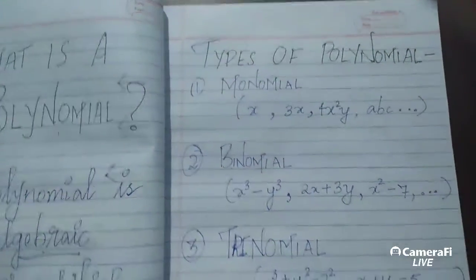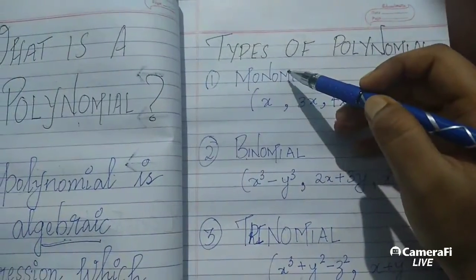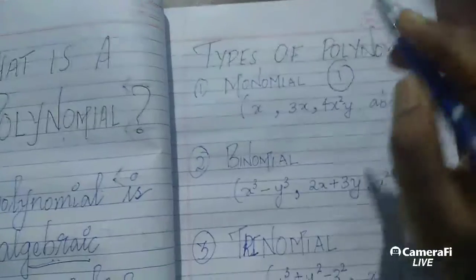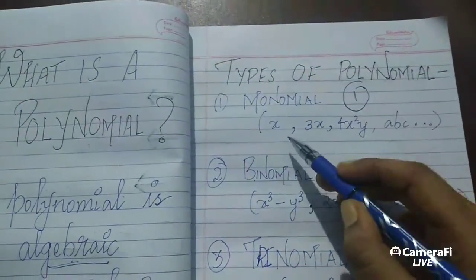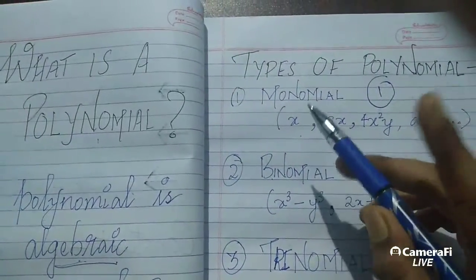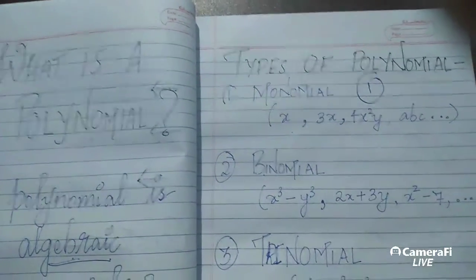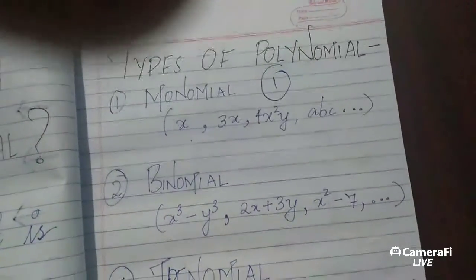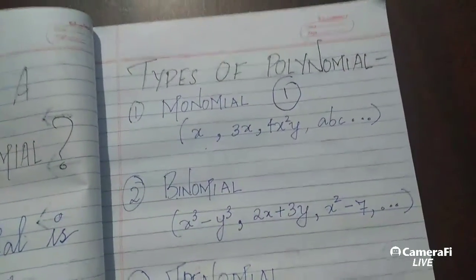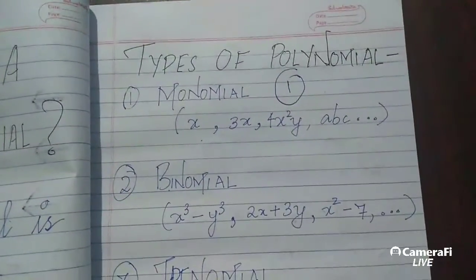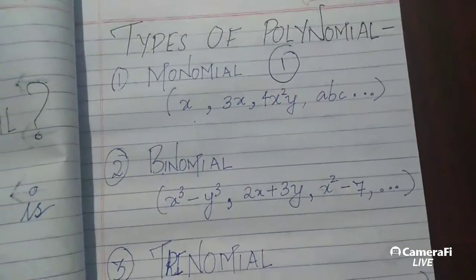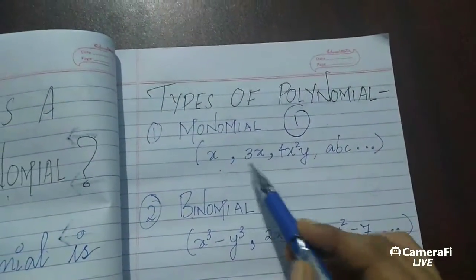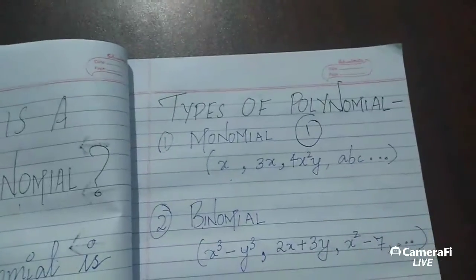First is monomial. Monomial is that polynomial which contains just one term, only one term. See, x, it's just one term, it is a monomial. 3x is just one term, thus it is a monomial. 4x square y. Don't say now here there are two terms, they are not separated with a plus or minus. It's just one term. ABC is one term. Okay, so these are a few types of monomials.